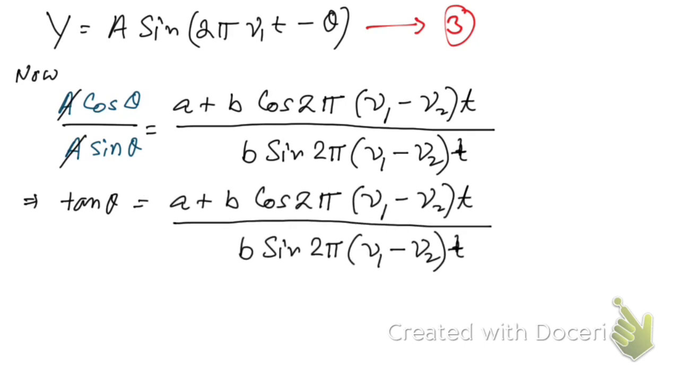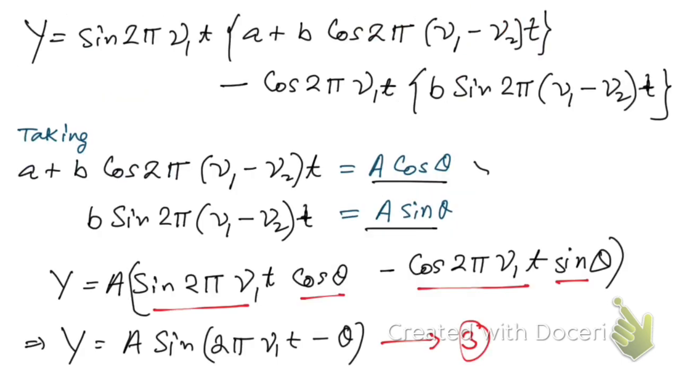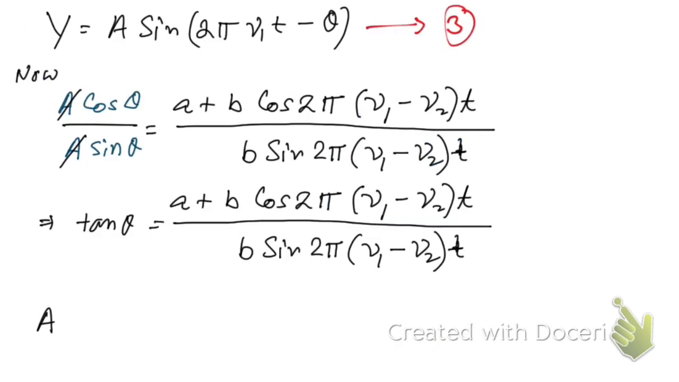So from here we can determine theta, right? From here we can determine theta. And how to determine A? How to determine A? So now you see, A can be determined by squaring and adding these two equations, right? If you square and add these two equations, then you can determine A.